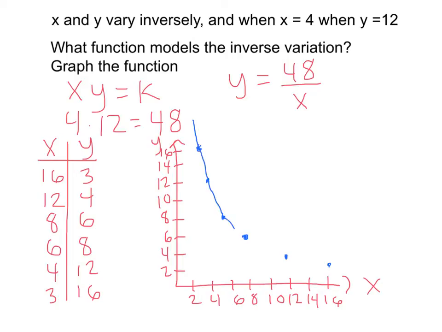Inverse variations make a curve. This is not a linear relationship. This is an inverse variation relationship. And there are two things you have to make sure happen that don't happen. You have asymptotes here. Remember, x and y are not allowed to be equal to 0.